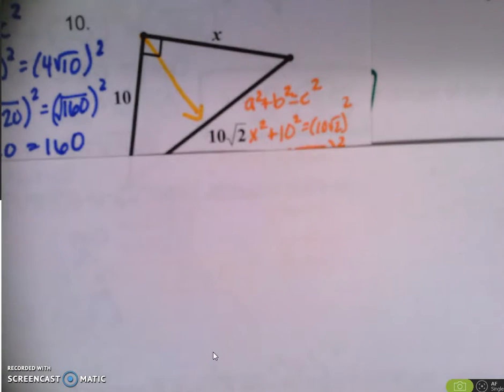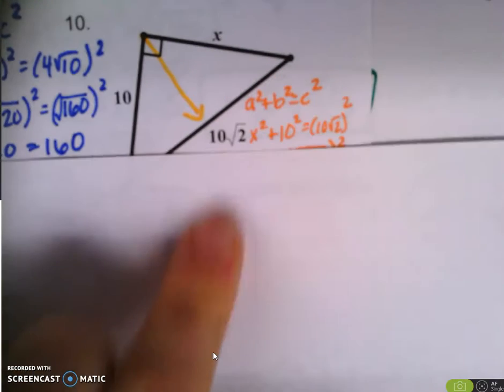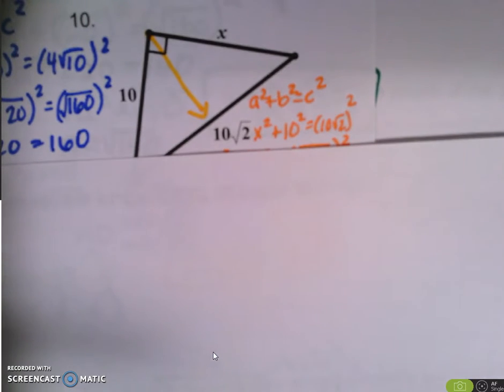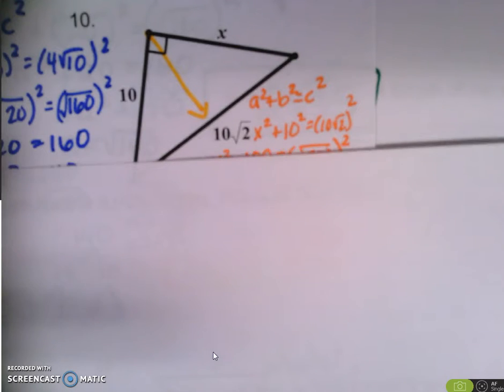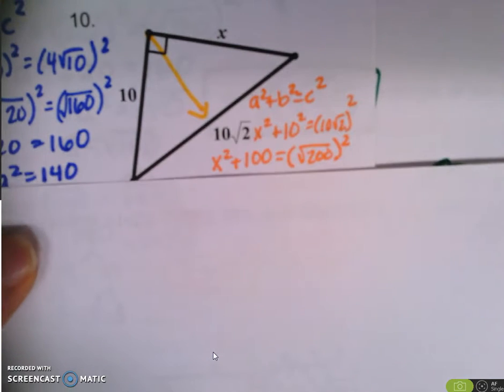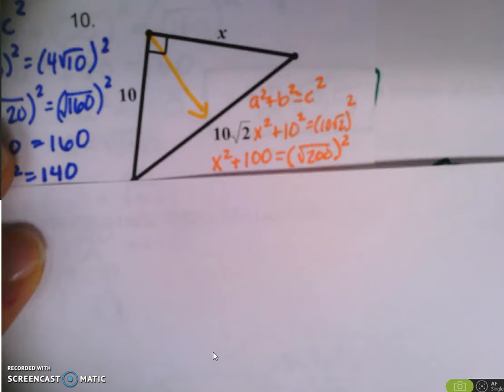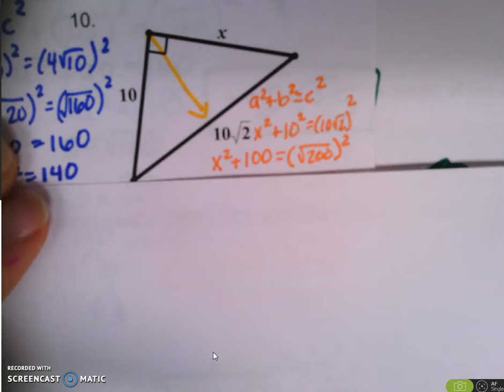Let's see how we did on number 10. When I set up mine, I noticed that I was given my hypotenuse. So I had x squared plus 10 squared equals the quantity of 10 radical 2 squared. I notice that that's x squared plus 100 equals radical 200 squared, because I put the 10 back inside. To do that I multiplied 10 by itself, 10 times 10 is 100. The number on the inside is 2, and 10 times 2 is 200.